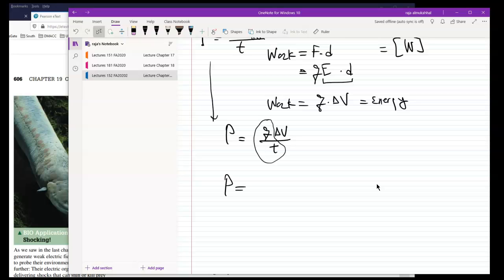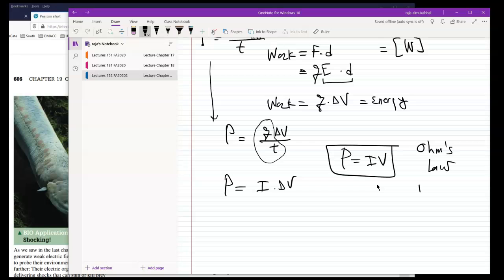So the power is equal to the current times delta V. Or for simplicity, power is equal to IV. Remember, Ohm's law says what? V equals IR.